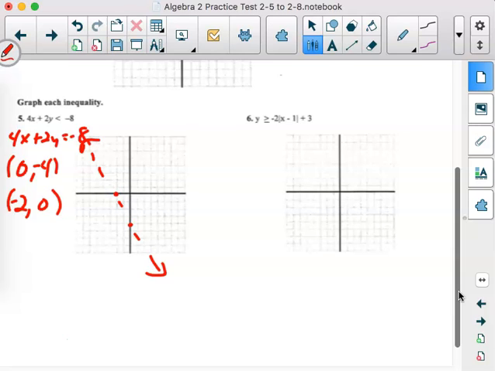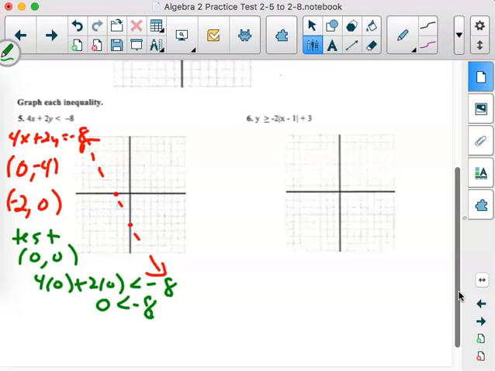This has me worried. Some people have not been watching the videos. We test a point. What's a nice, easy point to test? 0, 0. Yeah, since it doesn't go through 0, 0, let's take the easy road. Let's test 0, 0. So now it's going to say 4 times 0 plus 2 times 0 is less than negative 8. Well, that's 0 plus 0, which is 0. Hey, wait a second. Is 0 less than negative 8? No, it's not. So I can't shade where 0, 0 is. I have to shade on the other side.